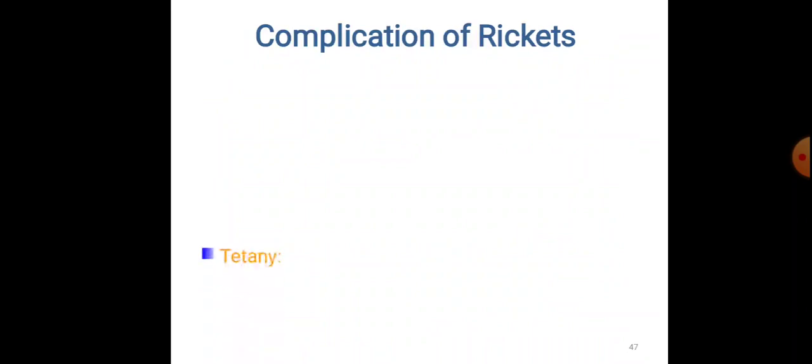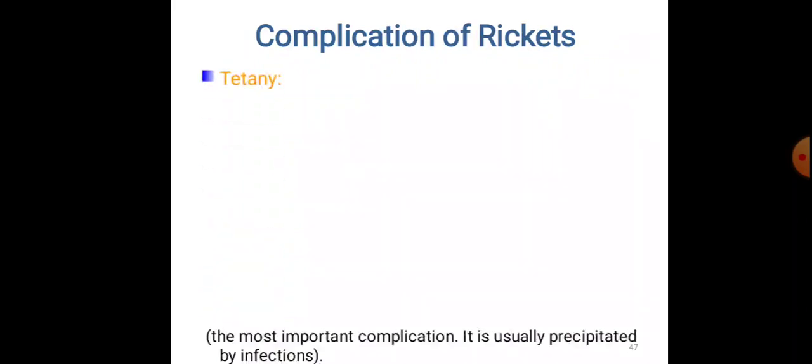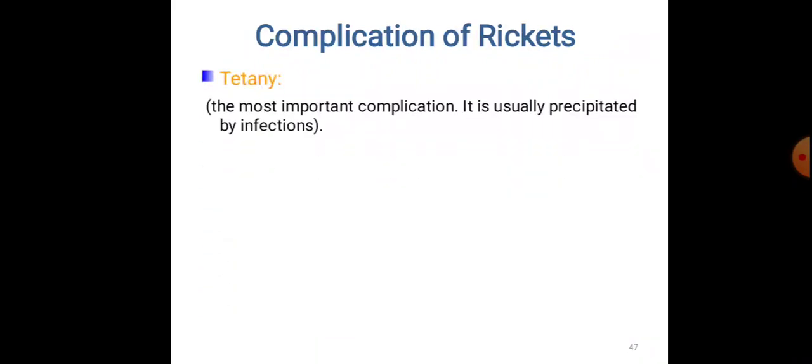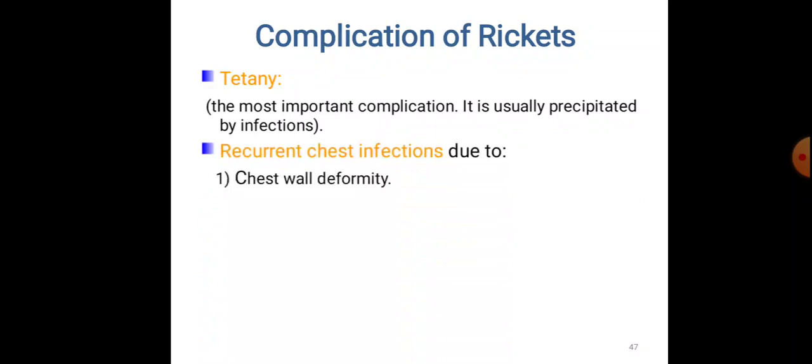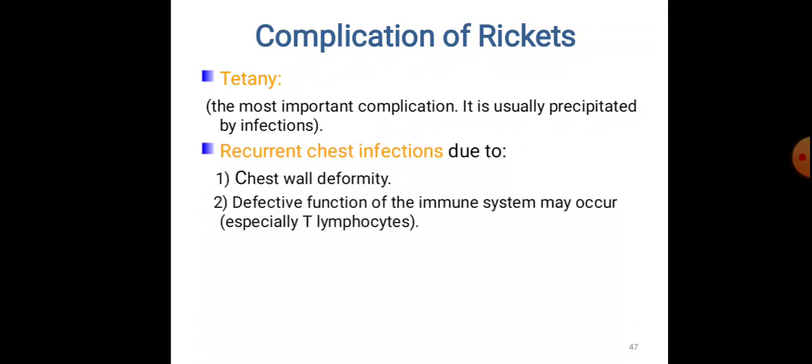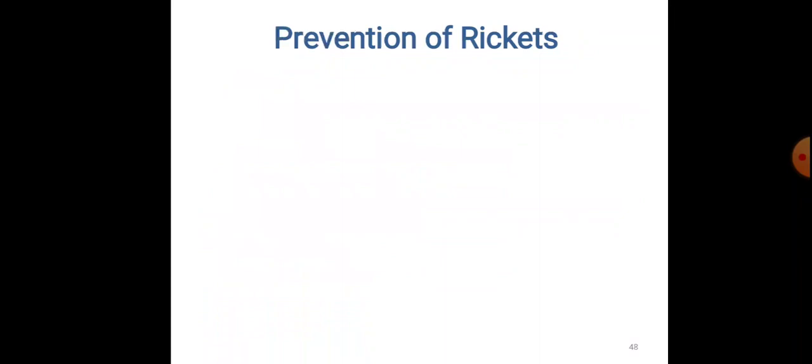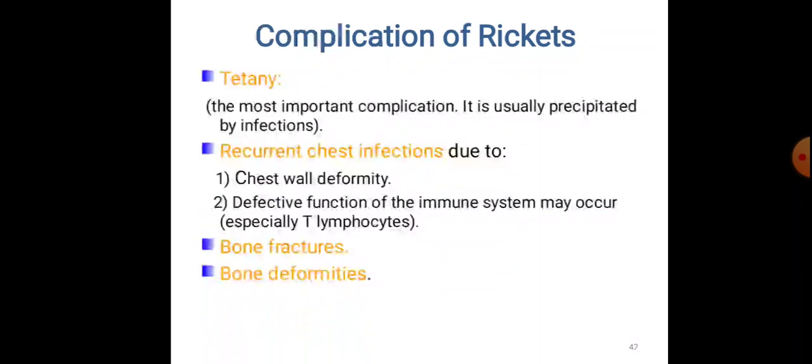Next, about the complications of rickets. It can cause tetany. The most important complication is usually precipitated by infection and causes recurrent chest infection, which is due to chest wall deformity. Defective function of the immune system may occur, bone fractures may result, and bone deformities can also occur. Okay, these are the main complications of rickets. Which are they? Tetany, recurrent chest infections, bone fractures and bone deformities.